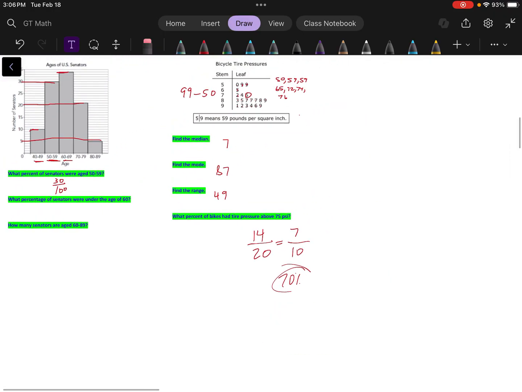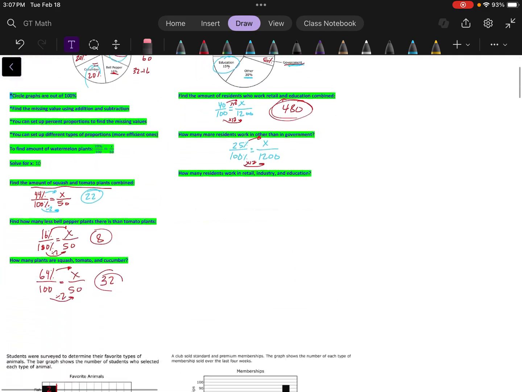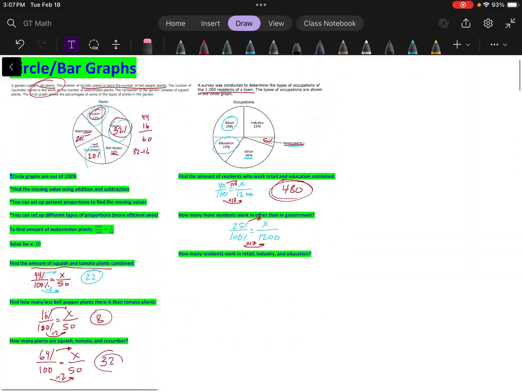So basically, you need to know how to set up proportions. It's kind of what this was. Review, make sure that we can find percents and all that kind of stuff from different types of graphs.